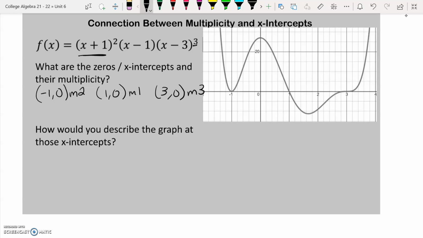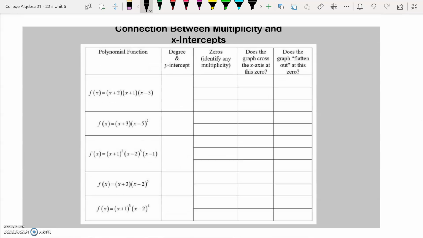So it says, how will you describe the graph of those x-intercepts? Well, if you look at the multiplicity of 2, negative 1, do you see how it touches it and then it goes back up? If it has a multiplicity of 1, it crosses. If it has a multiplicity of 3, it crosses, but it also flattens out. You see how it flattens out and then it crosses? So the big thing is we're going to make a connection here whenever we do these charts.